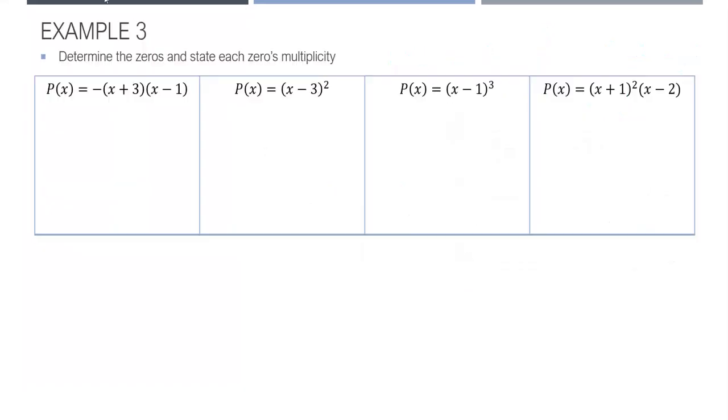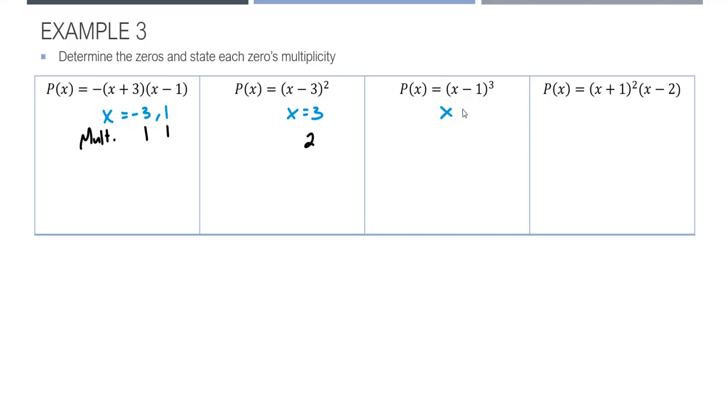Alright, well let's take a look at some functions that have already been factored for us, and let's determine the zeros and state the multiplicity of them. So here our zeros are x equals -3 and 1. Both of these have a multiplicity of, I'm just going to put mult, and this is only 1 for each of them. Okay, let's look at our second example. So here, x is equal to 3, and this one will have a multiplicity of 2.